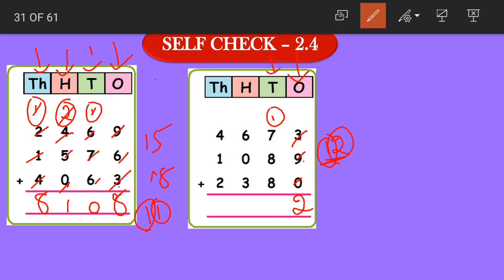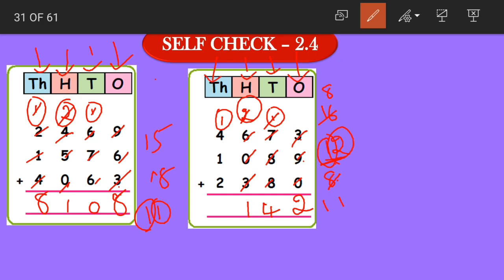Moving on to the tens place. 1 plus 7 becomes 8. Again 8 plus 8 becomes 16. 16 plus 8 becomes what children? 24. Yes, 16 plus 8 becomes 24. 4 will be written here and 2 will be carried. Moving on to the hundreds place. 2 plus 6 becomes 8. 8 plus 0 becomes 8. 8 plus 3, after 8: 9, 10, 11. So 8 plus 3 becomes 11. 1 here and 1 carried.